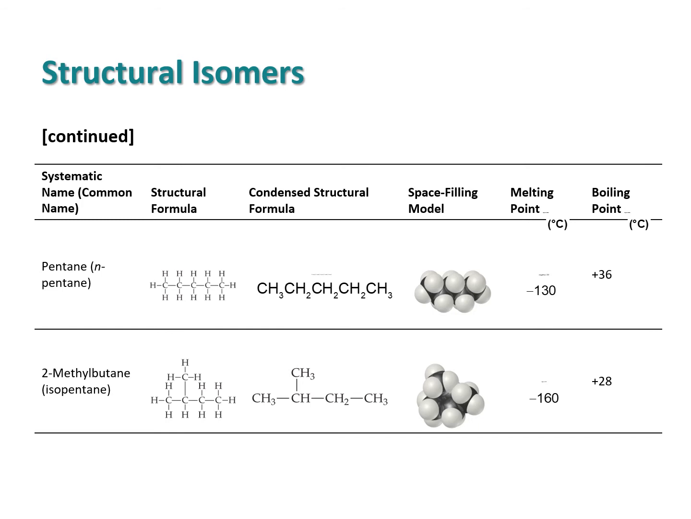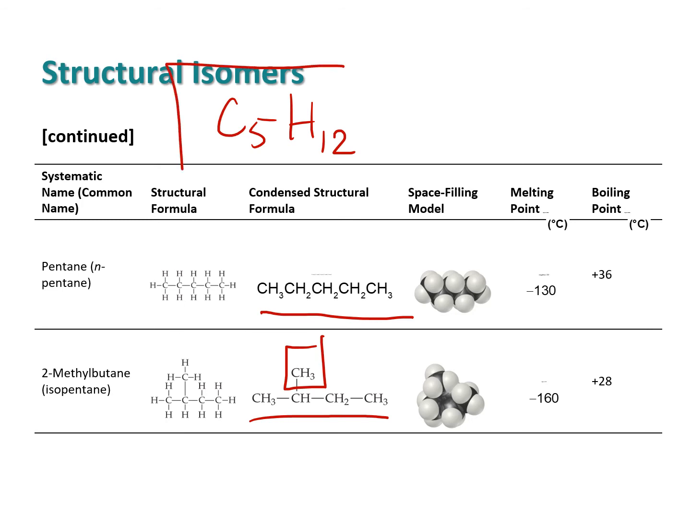And then we have another example here. This is pentane, C5H12. So again, same situation. We have a chain versus a chain with 1 branch. So they have the same exact formula, but different shapes overall.